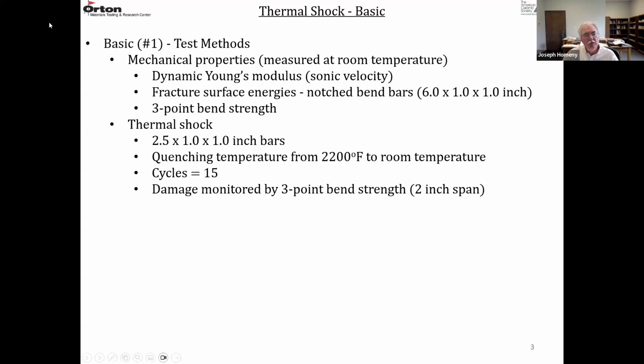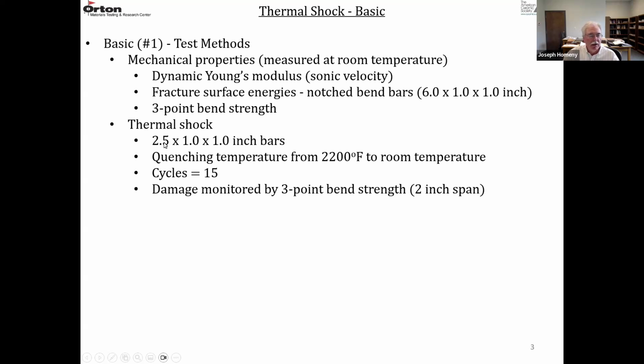So they measured mechanical properties at room temperature, Young's elastic modulus. They used a dynamic technique, a sonic velocity technique. The fracture surface energy was measured on a notched bend bar. The bend bars had 1-inch cross sections, were 6 inches long, and they also measured a 3-point bending strength. And they measured thermal shock on the half bars from the fracture surface energy test.